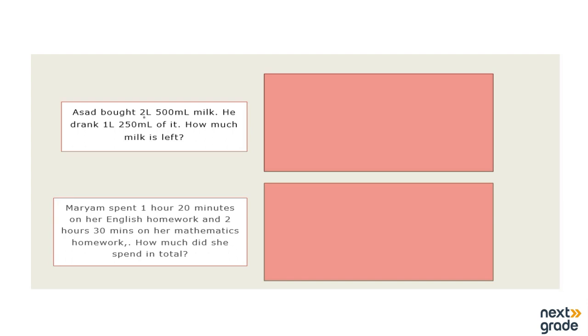Asad bought 2 liter and 500 milliliter of milk. He drank 1 liter and 250 milliliters of it. How much milk is left? That is, how much is remaining? That means it's subtraction. So we're gonna write it as 2 liter 500 milliliter, that is the bigger number first. And then we're gonna write 1 liter 250 milliliter. Alright.